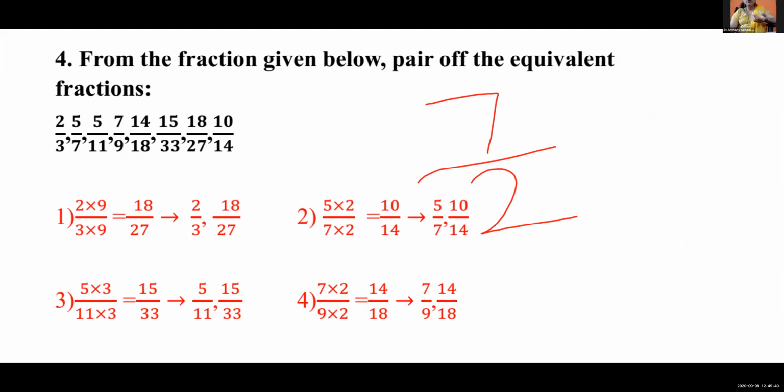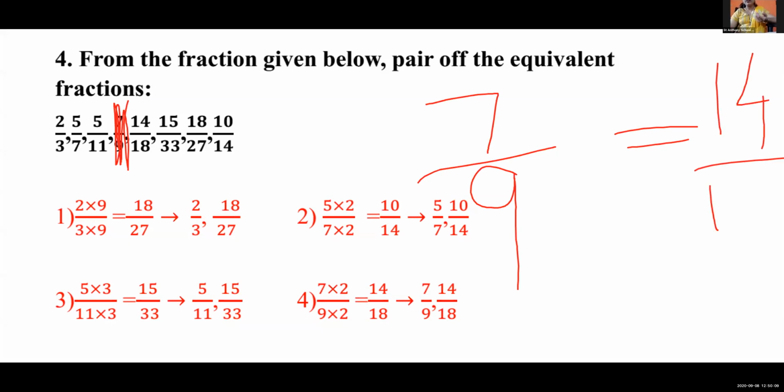7 upon 9, sorry, not 7 upon 2. 7 upon what should come? 9. Okay, 7 upon 2 is not there, here it is 7 upon 9. So we have to find the equivalent fraction of 7 upon 9. Now we have to find the number which comes in the 7 times table and the 9 times table also. So here 14 is there. 14 upon 18.